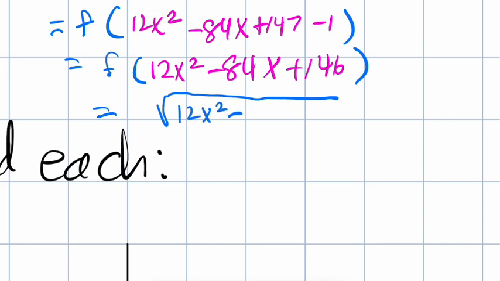12x squared minus 84x. Now it would be plus 146 minus 2, right? Because it has that minus 2 there. So it would be plus 144. Now you can't take the square root of that unless it was a perfect square. It is not a perfect square. There's no perfect square I can remove. Well, I mean, they're all divisible by 4, so I could if I really wanted to.